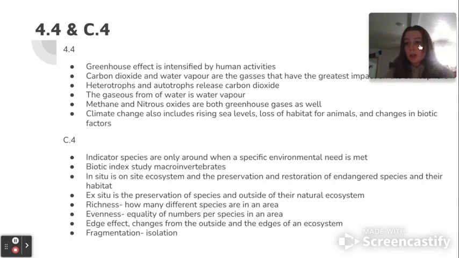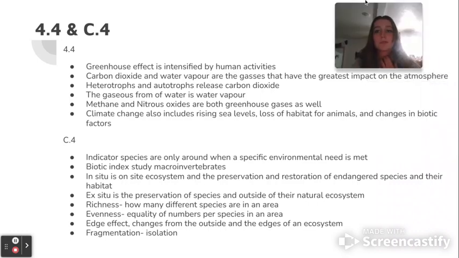This is going to be more about global warming. Can I make this smaller? Let's see. No, it's as small as it goes. Okay, that's okay.